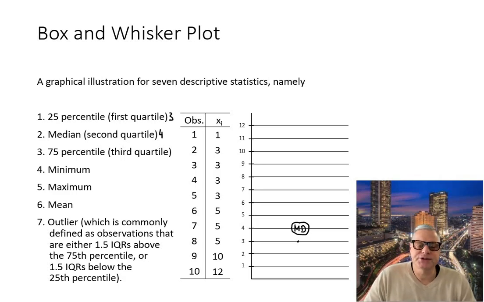So now what about the 75th percentile? So the index number is 7.5. 0.75 times 10. Not an integer, so we have to round up to the next observation, so that would be 5. So the 75th percentile value is 5. So that would be here.